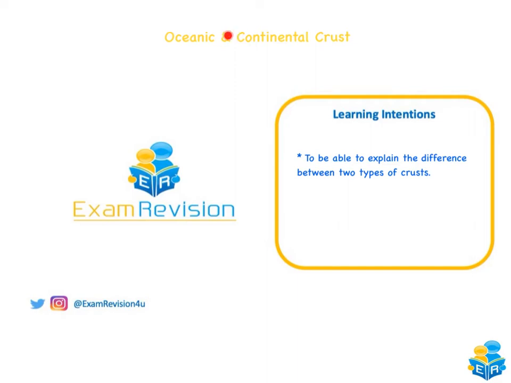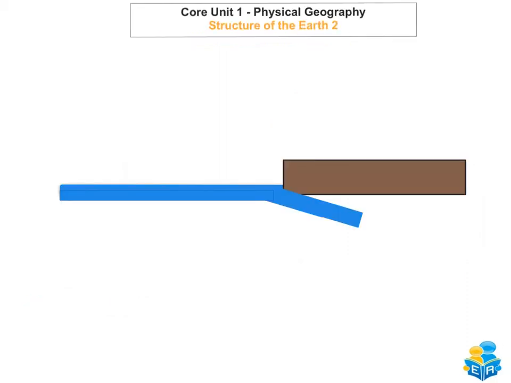In today's tutorial we're going to focus on different types of crusts. Okay, we're going to look at oceanic and continental crust. Our learning intention is to be able to explain the difference between two types of crusts. So the first thing we're going to look at is the different types of crust that you can have. Okay, and there's two types of crust.